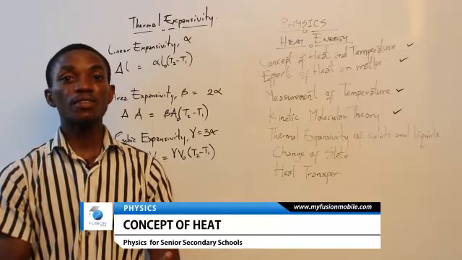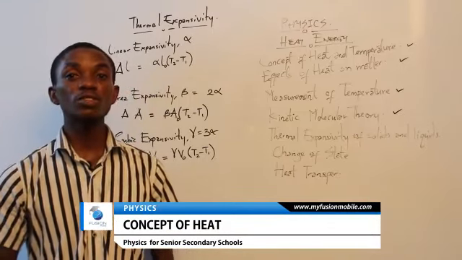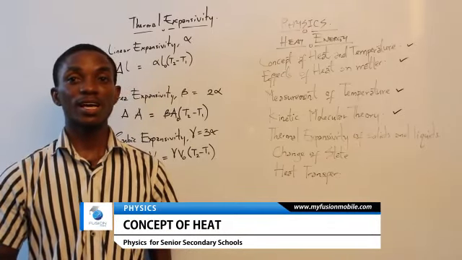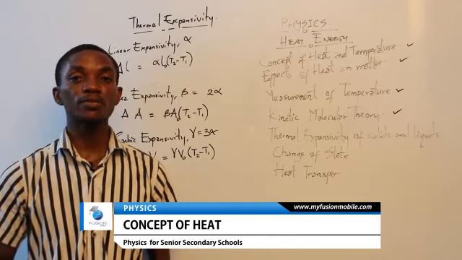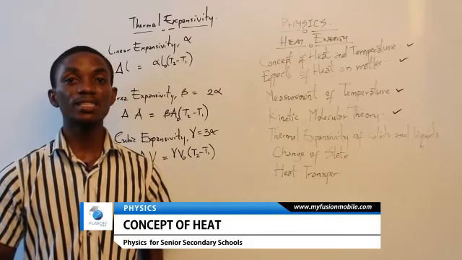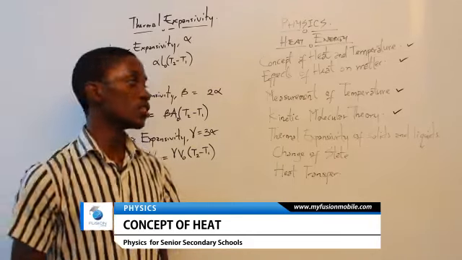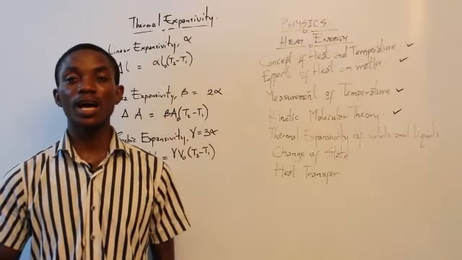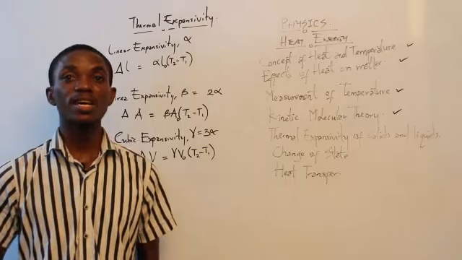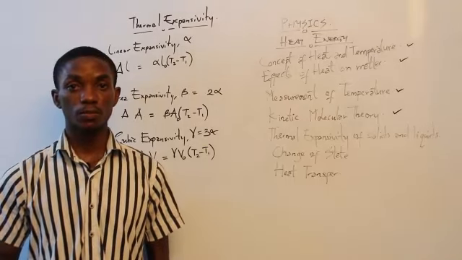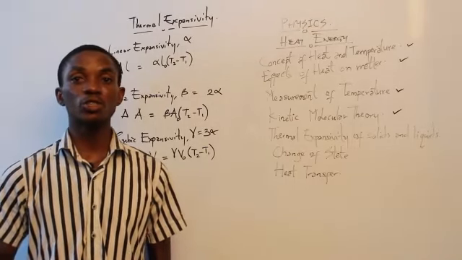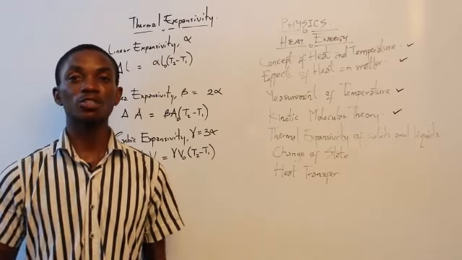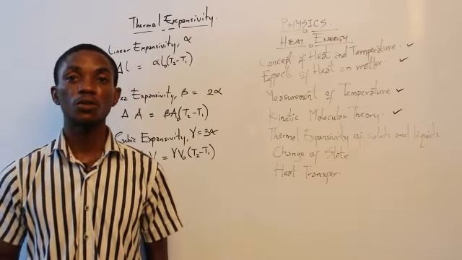Now, each of the elements has its own individual thermal expansivity, and these thermal expansivities can be expressed at 3 different levels. The first is the linear expansivity, which is the expansion of that particular element or substance in one direction. That is, in one-dimensional consideration.